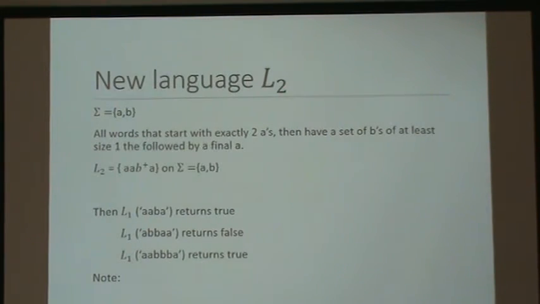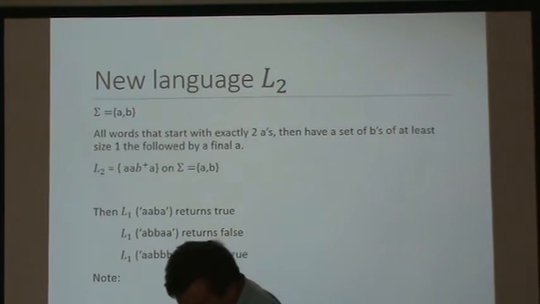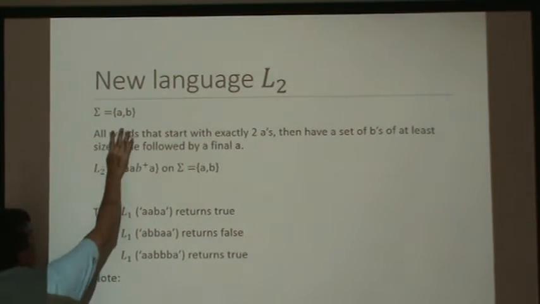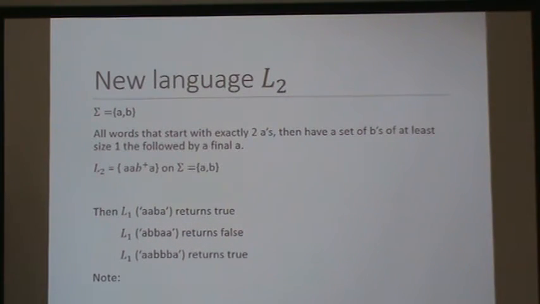Okay. So let's look at a new language. And here we'll get used to some notation for languages too. So let's say our alphabet is the 2 letters A and B. And we want all the words that start with exactly 2 A's, then have a set of B's where there's at least one B, and then followed finally by an A.